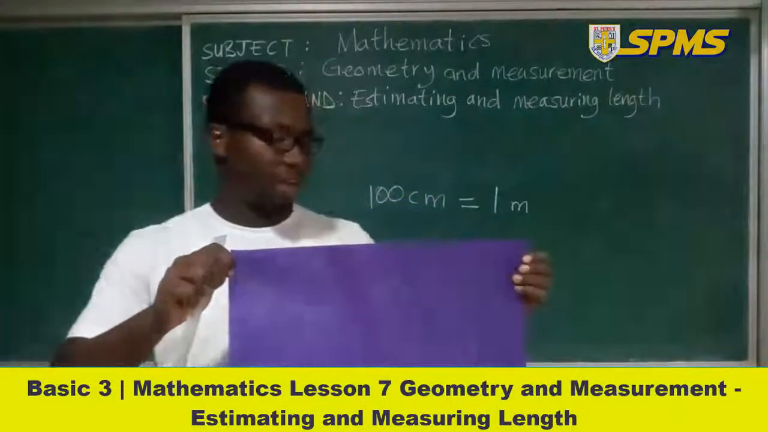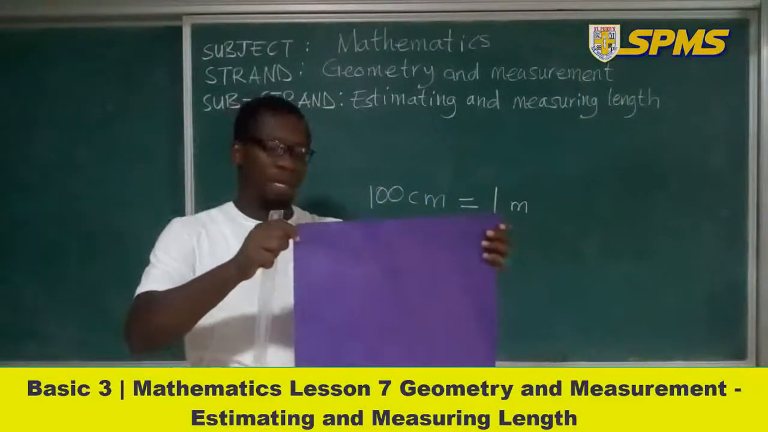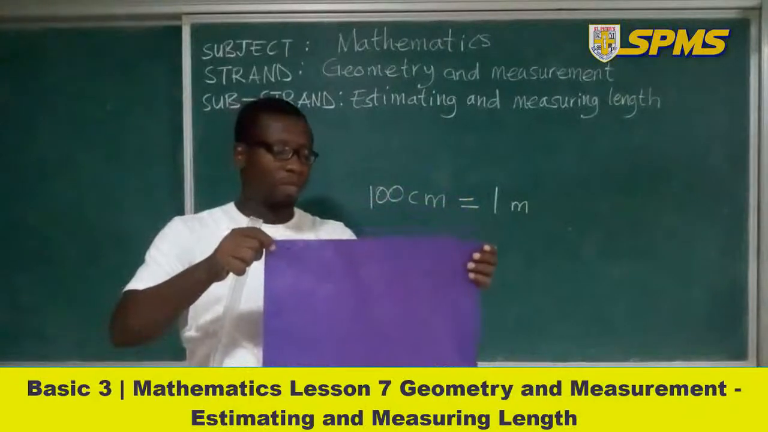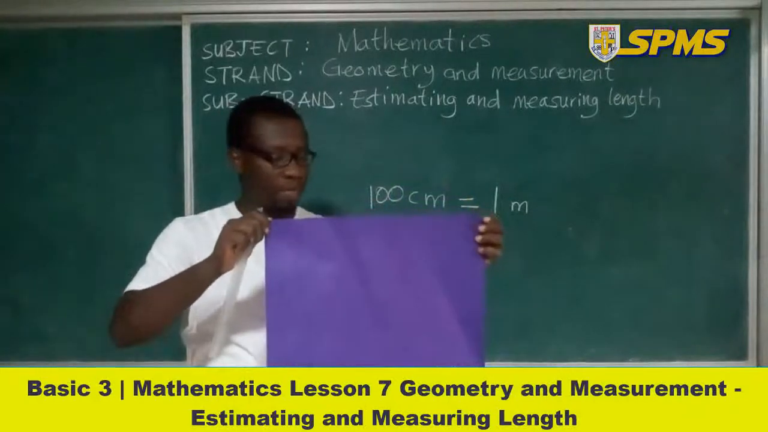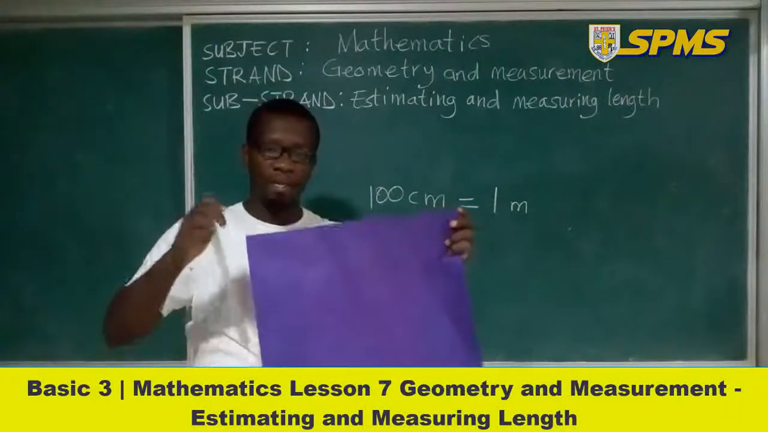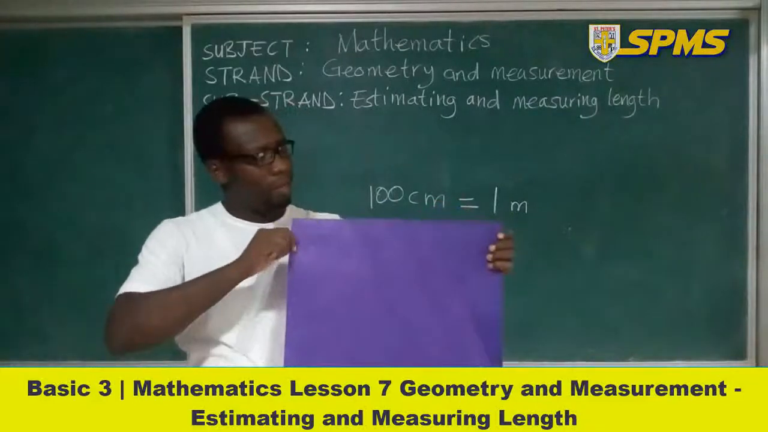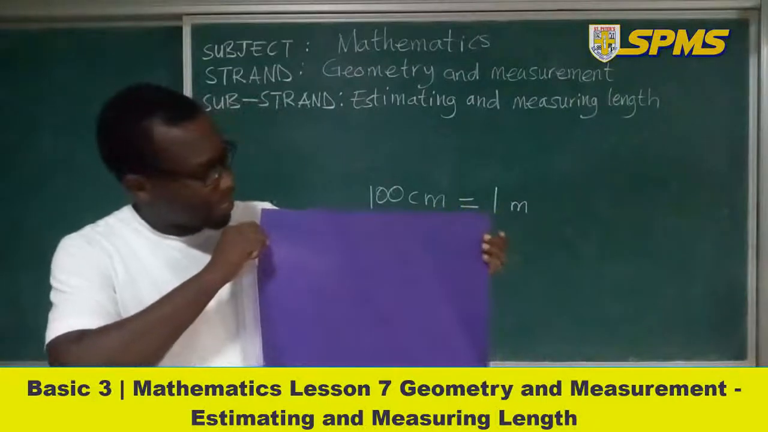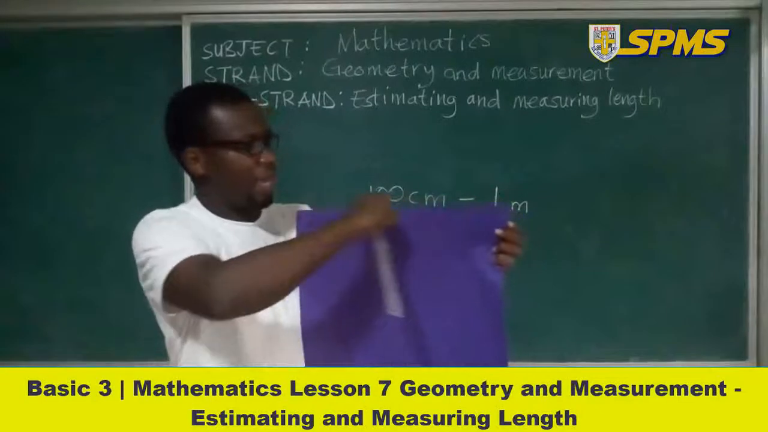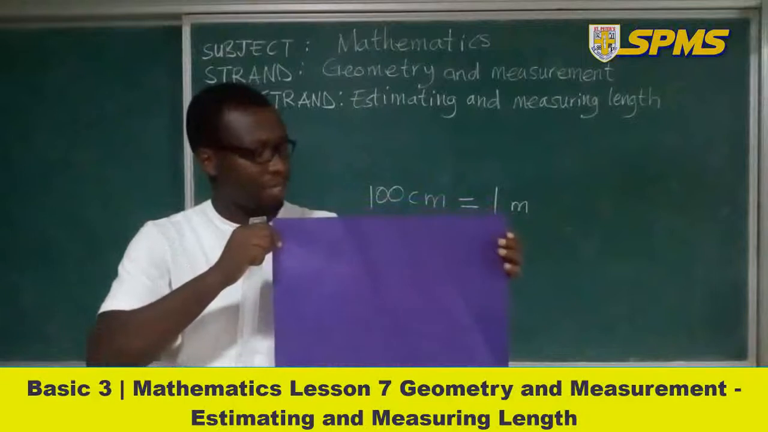In today's lesson, we are going to estimate and measure the length of materials. For instance, I have a piece of cloth and I want to measure the length of the cloth. Because it is a small material, there is no need to use a meter rule. I can easily use my centimeter rule. So children, look at this material and try and guess the length or estimate the length of this material.